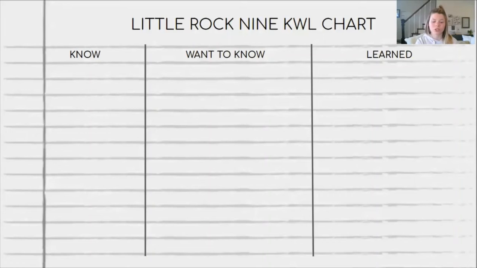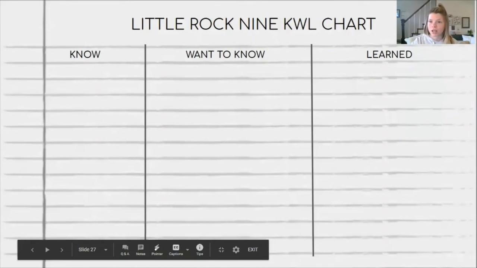Now that we've gone through the story of the Little Rock Nine, what I want you to do is take a second and fill in at least one thing that you've learned from our lesson today. When you're done, you can unpause and keep moving.